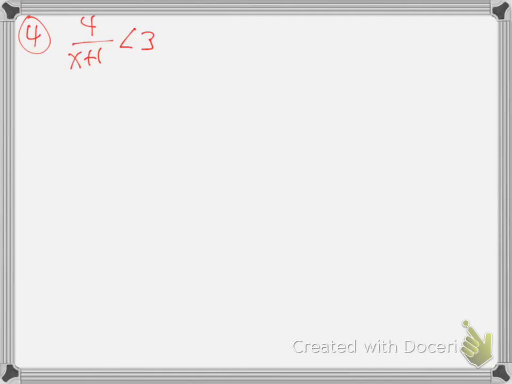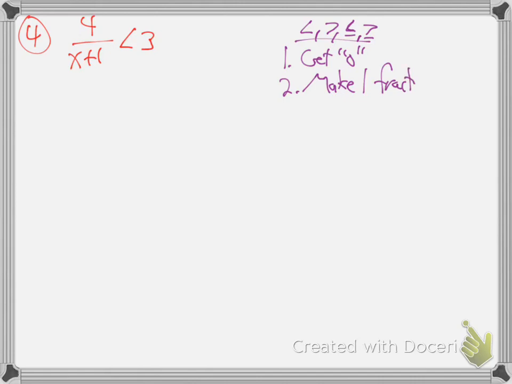Okay, so here's the method for this section. When we have greater than, less than kinds of questions, step 1, what do we do? We get a 0. Step 2, make it one fraction with the LCD. So step 1, move that over there, and this becomes 4 over x plus 1 minus 3 less than 0. So I just jumped the 3 to the other side, became a negative 3. I really subtracted 3 from both sides. That's step 1.